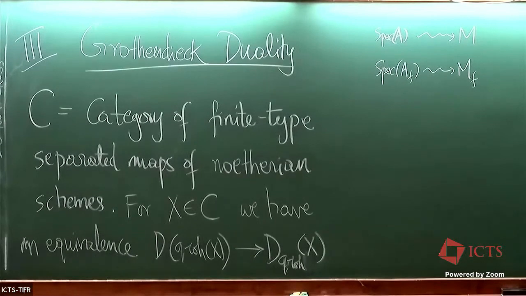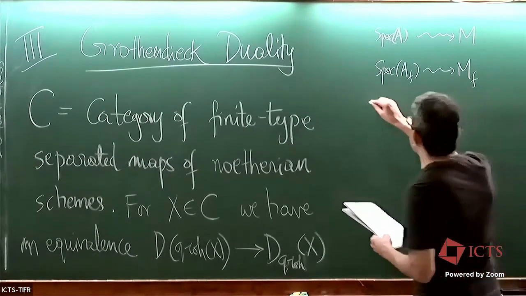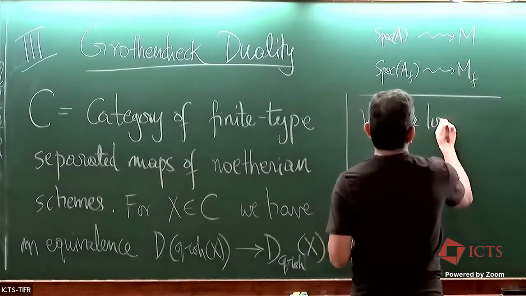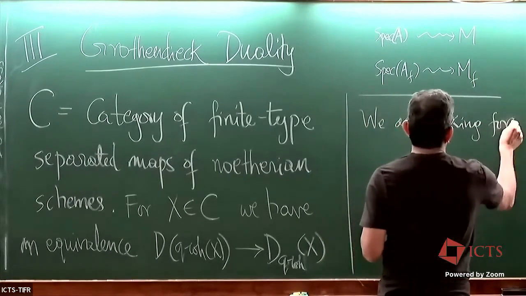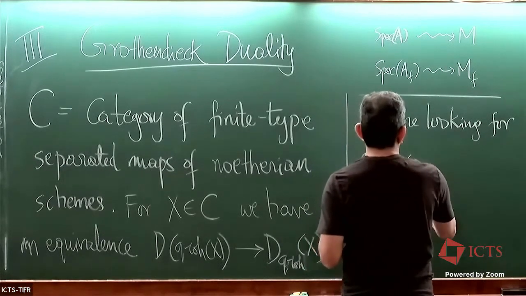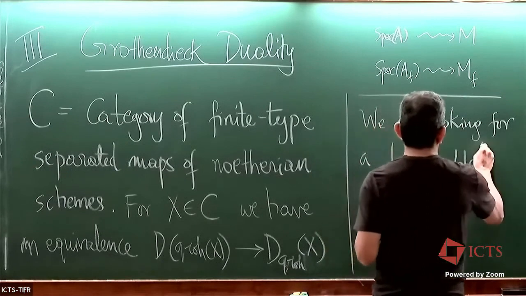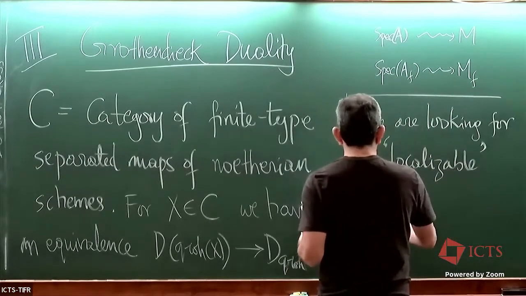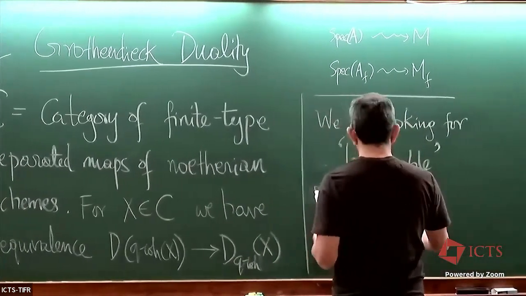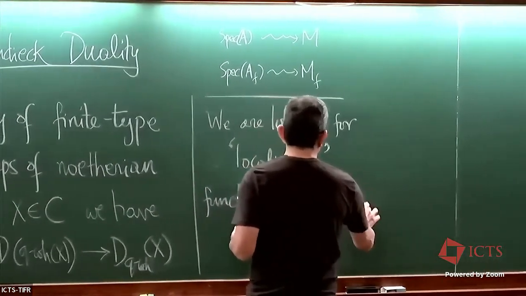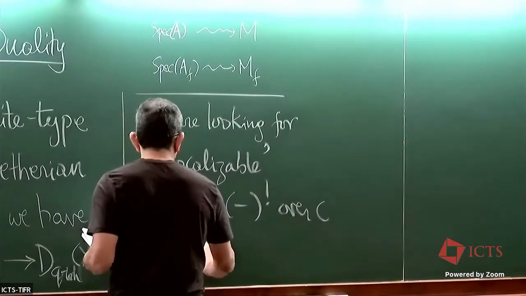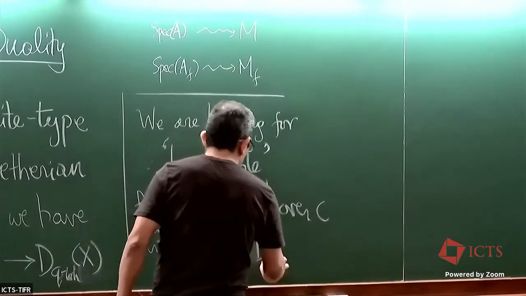So based on what I said in my first lecture, we are looking for a localizable functor, or rather a family of functors. We're looking for localizable functors over C with values in D_QC. I'll briefly explain what this means.